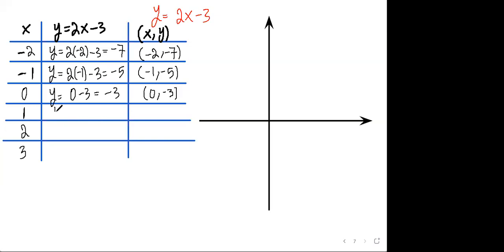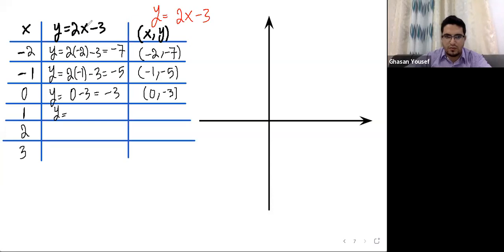The 1, same idea, plug the 1. 2 times 1 minus 3. 2 times 1 is 2, minus 3 is -1. So 1 and -1.